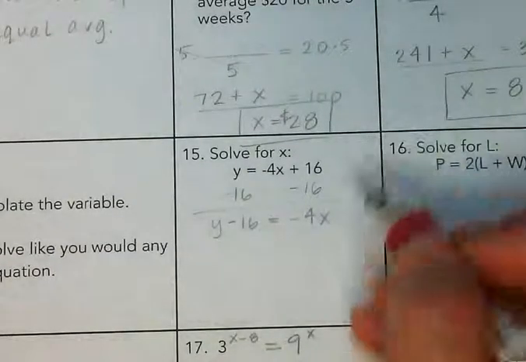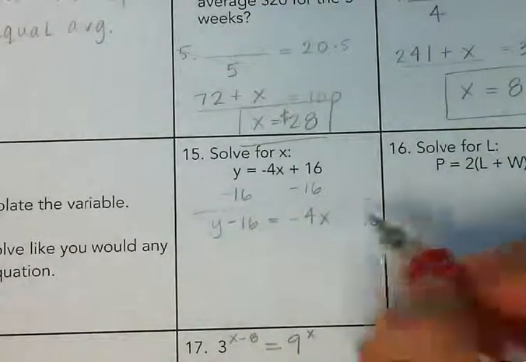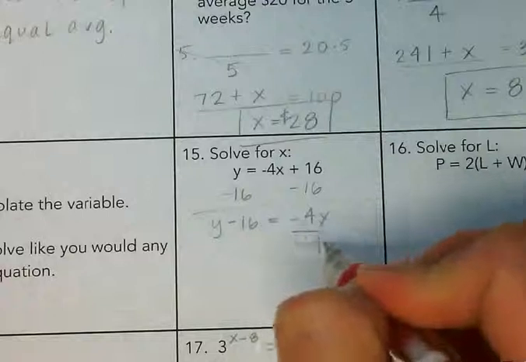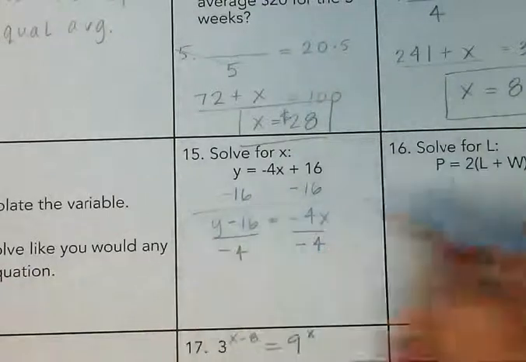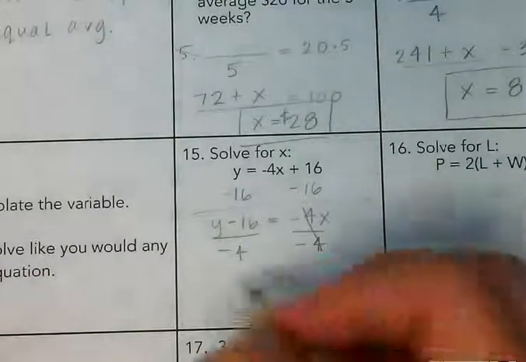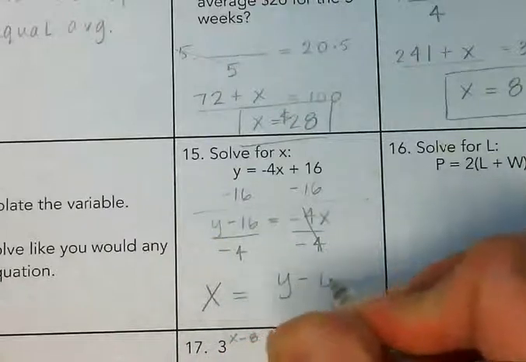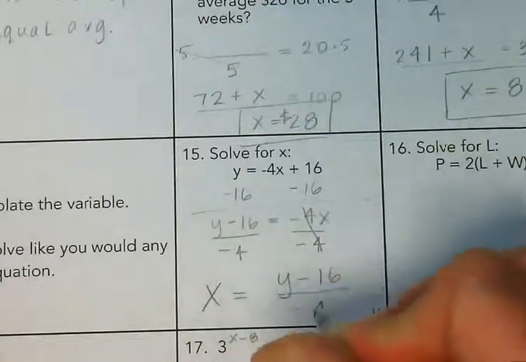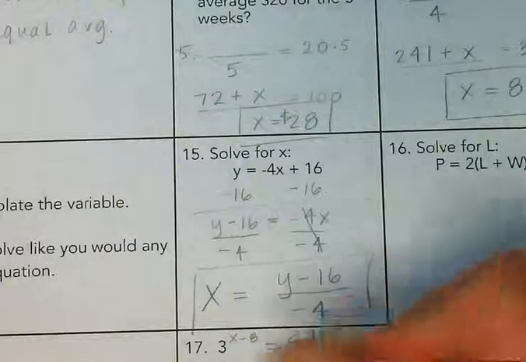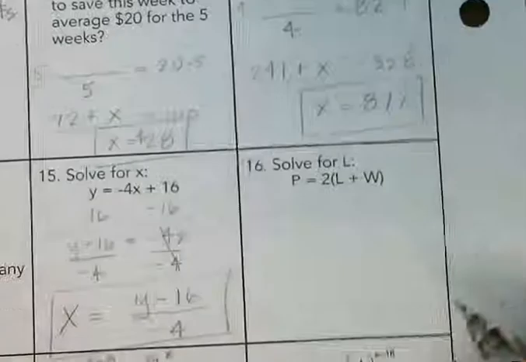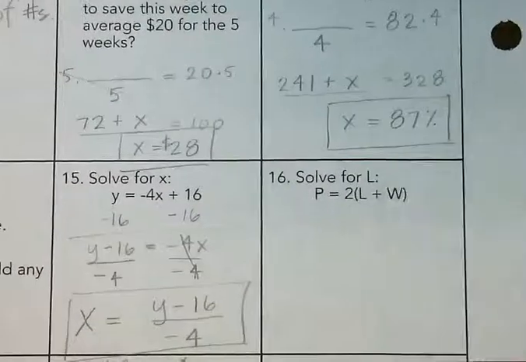Okay. And then we're still trying to isolate the x, so we need to divide both sides by negative 4. So that's gone. So we have x by itself, and it's y minus 16 over negative 4. And that's your answer. All right, on this one, we're solving for L.